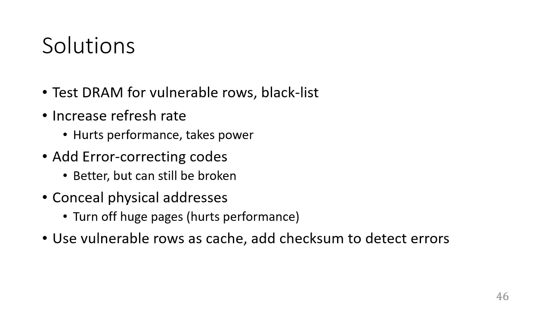Another thing we can do is, in the first case, we disable the vulnerable row. Another option is to say we're going to use these rows, but we're only going to use them as a cache. And we're always going to checksum the data so that before we use the data, we'll verify the checksum to see if it's changed. So as long as no one's attacking us, we can store data there. But if someone's attacking us, sometimes we'll lose things in the cache.